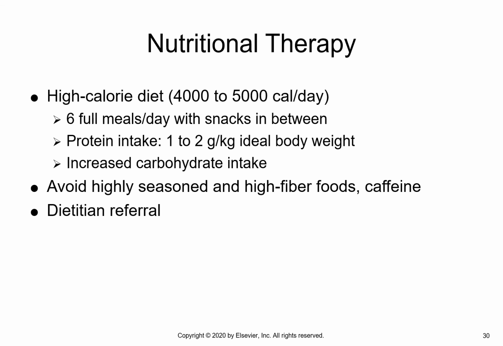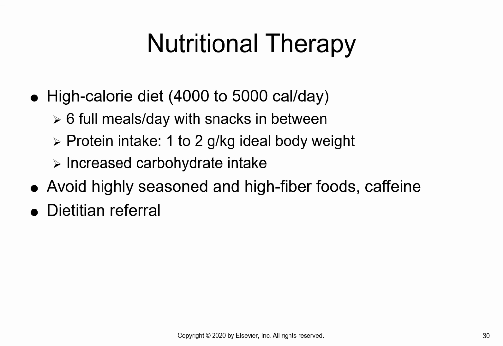Nutritional considerations. With the increased metabolic rate in the hyperthyroid patient, there is a high potential for nutrition problems. A high calorie diet of about 4,000 to 5,000 calories a day may be needed to satisfy hunger, prevent tissue breakdown, and decrease weight loss. This can be achieved with 6 full meals a day and snacks high in protein, carbohydrates, minerals, and vitamins. The protein content should be 1 to 2 grams per kilogram of ideal body weight. Increase carbohydrate intake to compensate for increased metabolism, and carbohydrates provide energy and decrease the use of body stored protein.